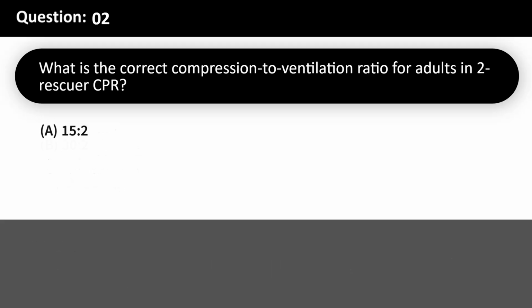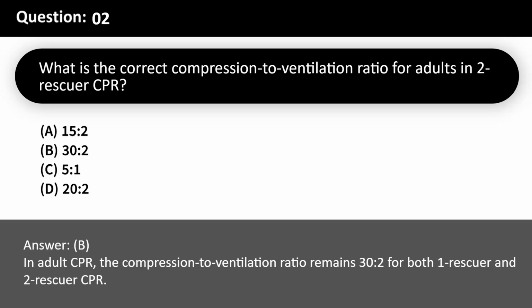What is the correct compression to ventilation ratio for adults in 2 rescuer CPR? A. 15:2. B. 30:2. C. 5:1. D. 20:2. Answer: B. In adult CPR, the compression to ventilation ratio remains 30:2 for both 1 rescuer and 2 rescuer CPR.